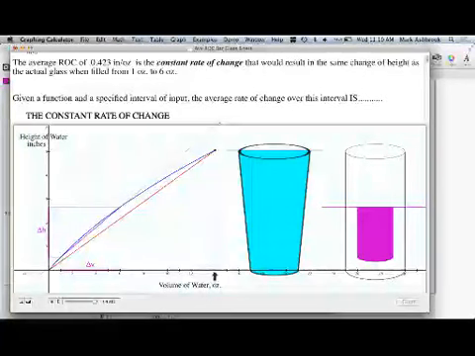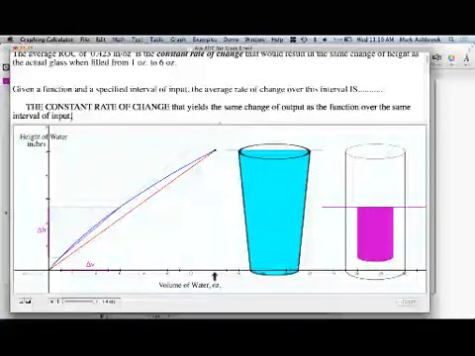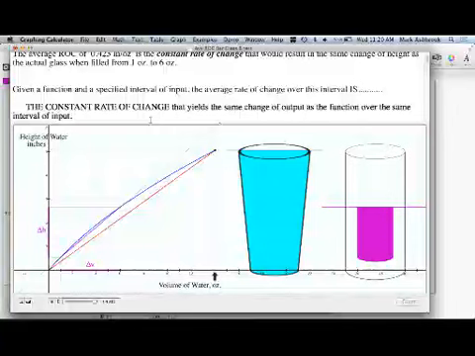Want to keep going, Alexander? Which constant rate of change is it? Okay, it's the constant rate over the specified interval. Jonathan. That yields the same change in output as what? As the function over the same interval of input. Does it make sense? Memorize it. That's what average rate is.